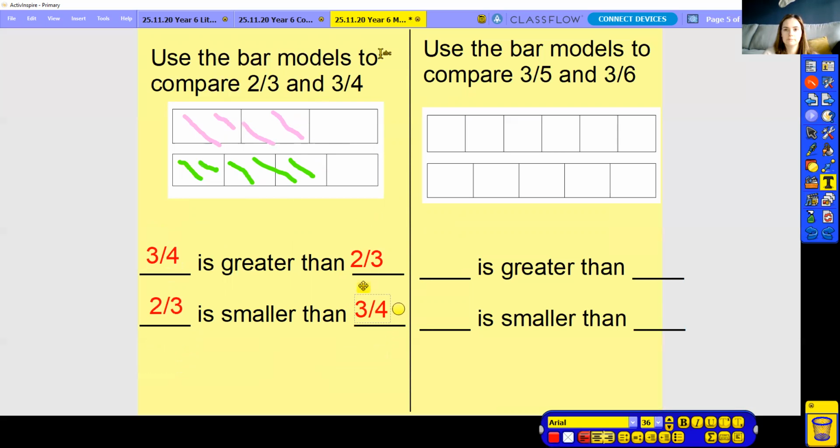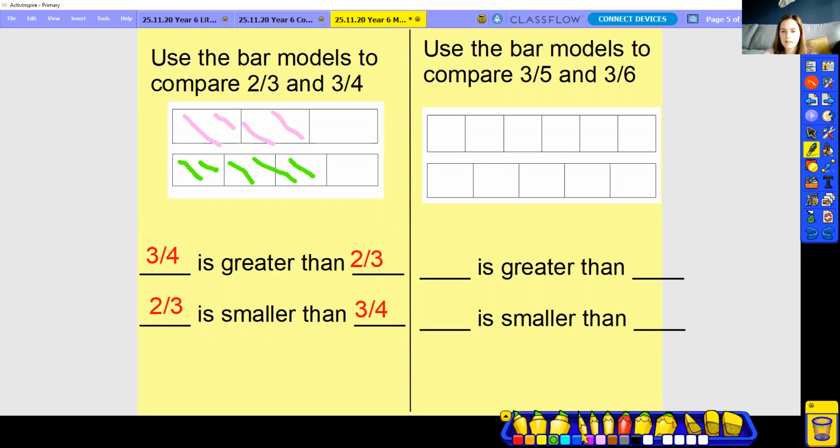Good. Okay, so let's have a look at one on the right. So we've got 3/5 and 3/6. So if we do the 3/5 first, let's use blue. So 1, 2, 3, 4, 5, 6. This one, top one is in 6, and we want 3 out of 6. So we've got 3 there. That's coloured in terribly. Obviously, if you're doing this, you're going to take this a lot neater.